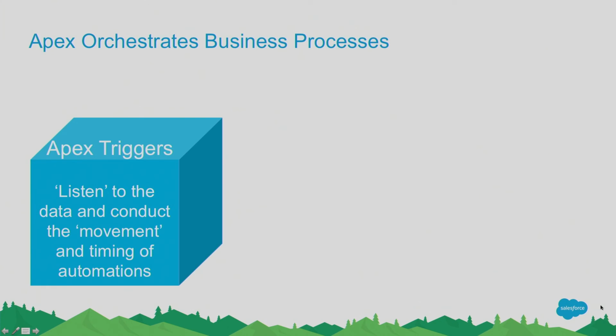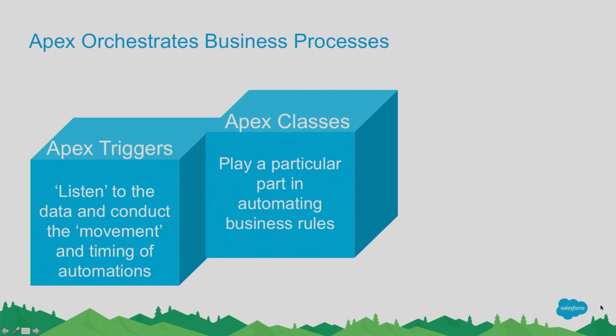The very first building block for these business automations is your Apex trigger. The trigger is the magic that happens automatically. Triggers listen to the data in your database, and they conduct the movement and the timing of all those automations that need to go into place. So that's just one block in the whole automation process.